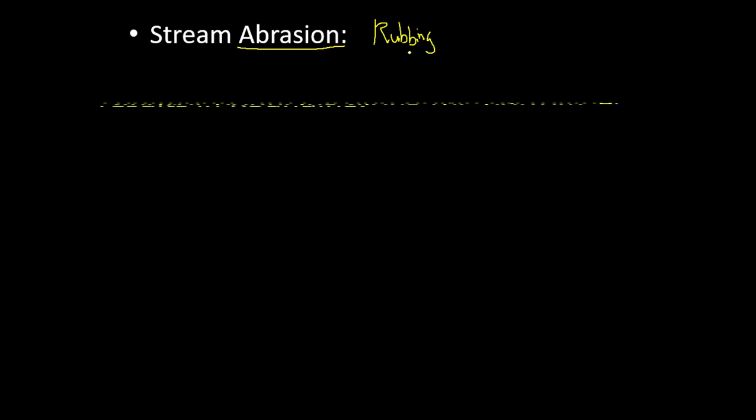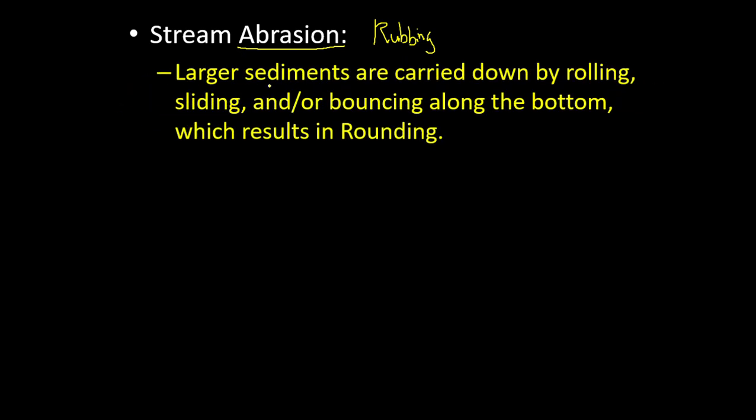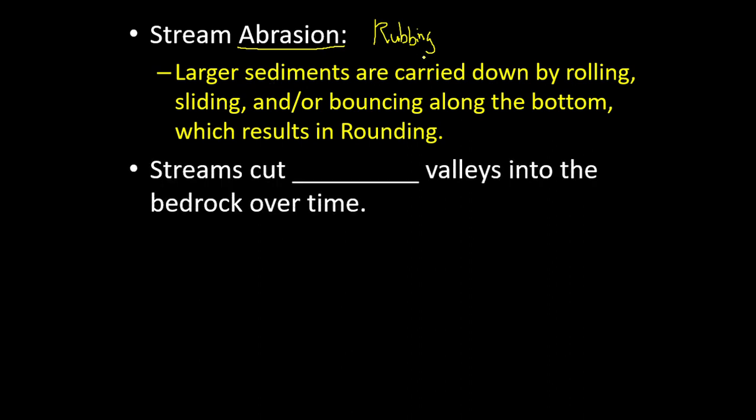Next, we have stream abrasion, right? And we talked about abrasion before, right? Abrasion is kind of like a rubbing, right? And when rocks are moving and carried by running water, they're going to bump into each other. So what happens is the larger sediments, those bigger particles, are carried down by rolling, sliding, or bouncing along the river bottom, and that results in a very rounded shape.